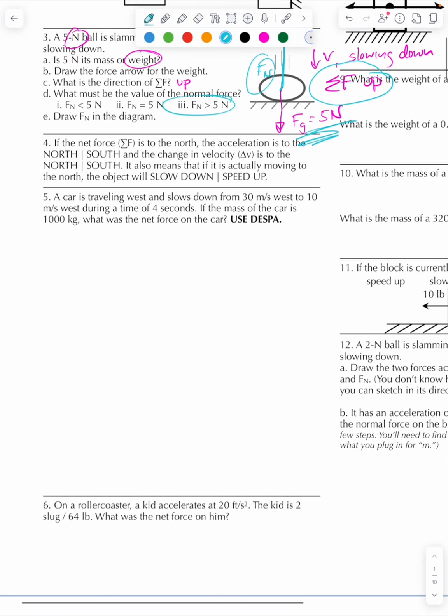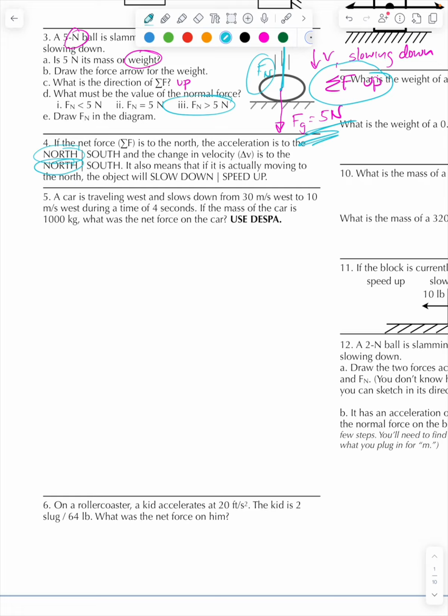Okay, let's go to number 4, which is actually, again, I didn't order these very well, did I? This is actually what I was just talking about. If the net force is to the north, actually, there's something additional here. The acceleration is to the north. I'll come back and explain that. And the change in velocity is to the north. Again, I'll come back and explain that.